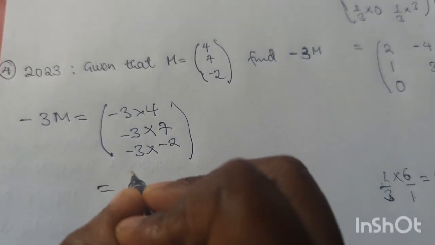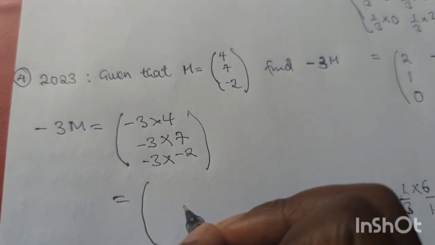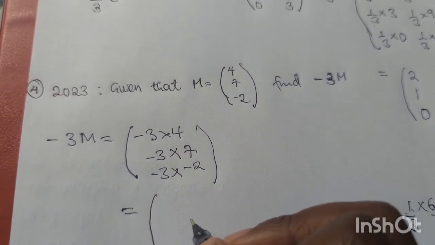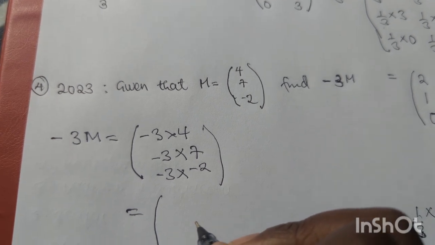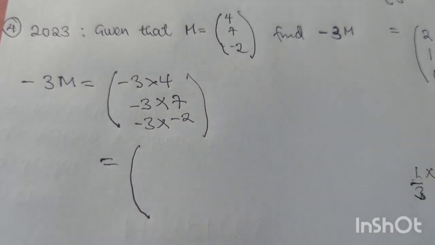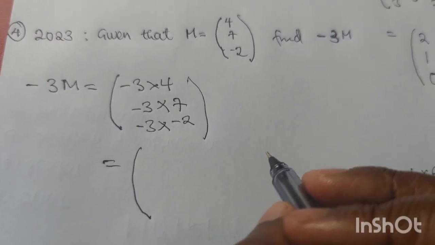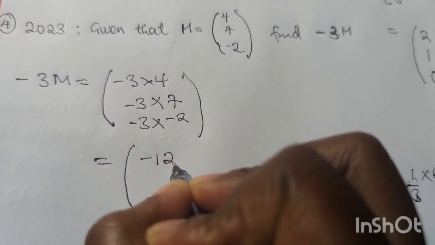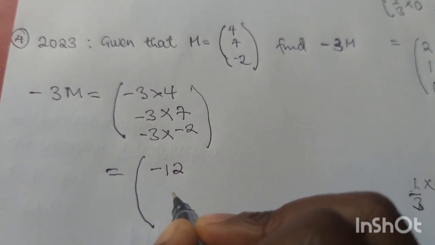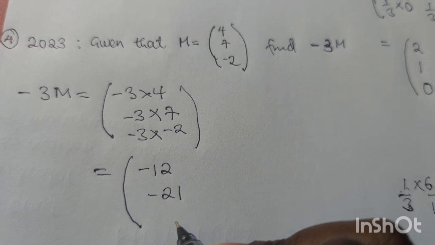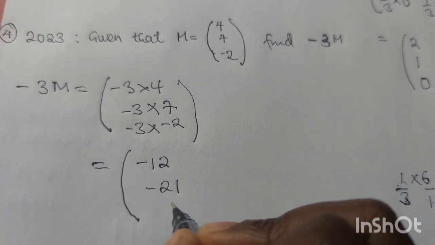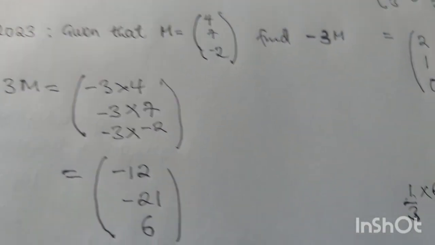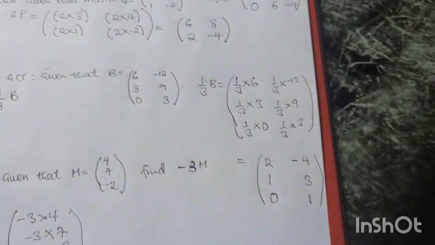Then now our final solution is, what is negative by positive? Negative, right? Negative by negative, positive. Watch the video on integers. So -3 by 4, -12. Negative 3 by 7, that is negative 21, and negative 3 by negative 2, that is positive 6. Okay, that is it.